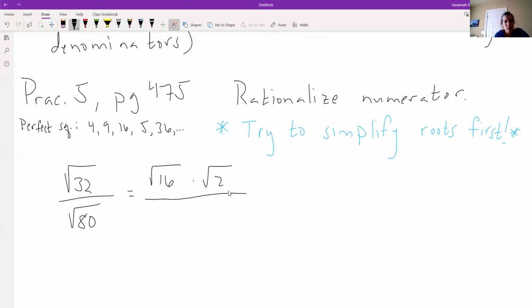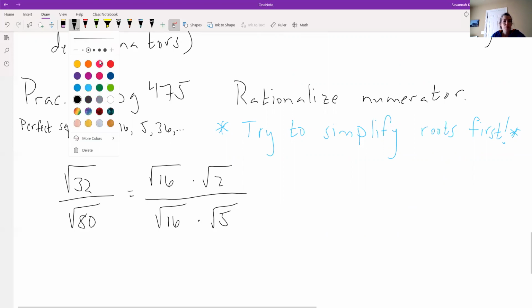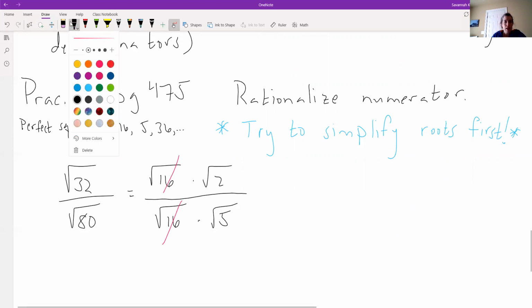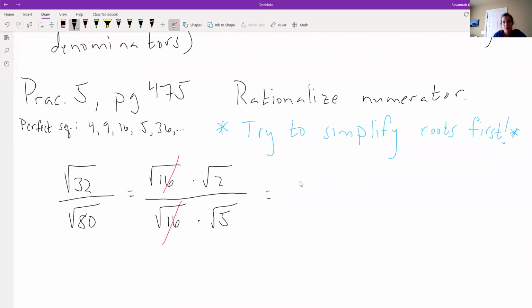Is that like 16 times 5? Yeah. Okay. And here, lo and behold, yes, the square roots of 16 are 4s, but because they're matching each other, we can go ahead and cancel them without even taking that simplification step. Okay, so this is what it leaves us trying to rationalize.